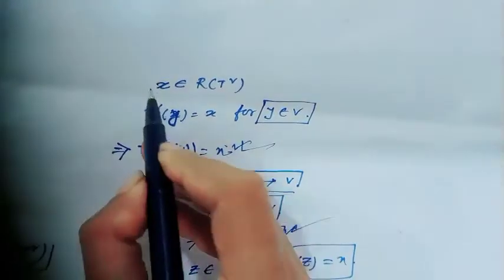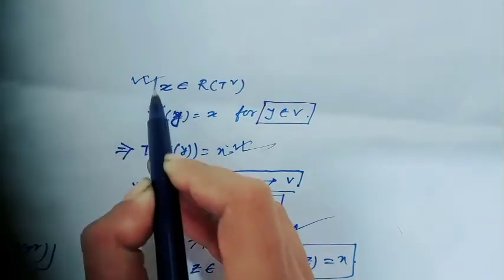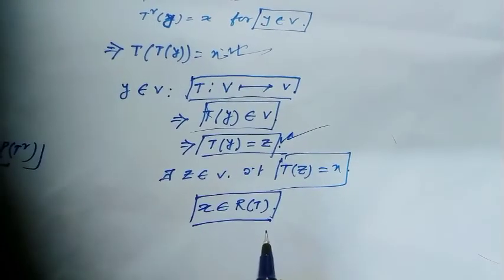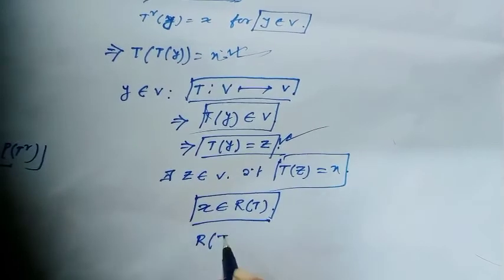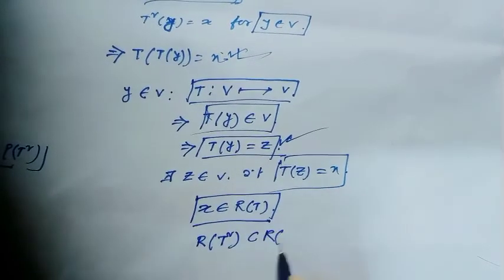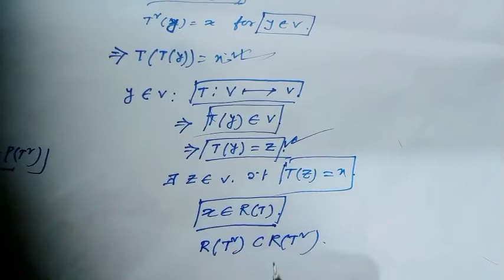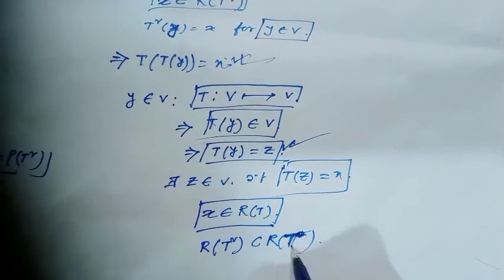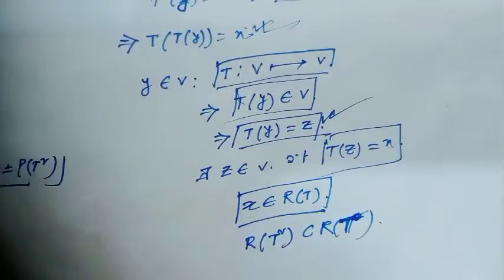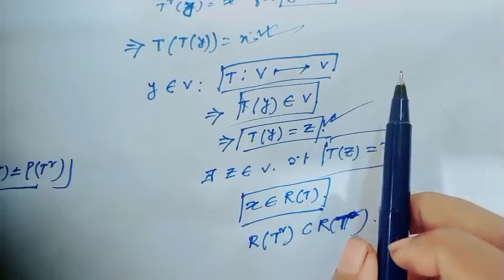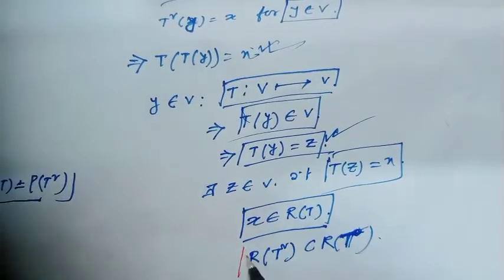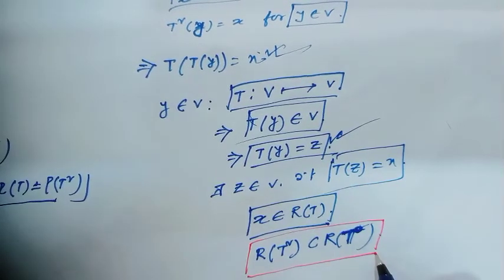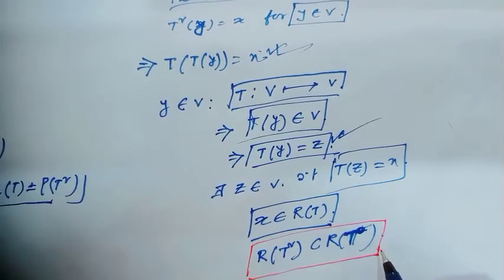So here I have considered x belonging to the range space of T square, and I have got x belonging to the range space of T. That means the range space of T square is contained in the range space of T. But the question has given that rank of T always equals rank of T square. And I have got the range space of the linear transformation T square containing the range space of the linear transformation T.